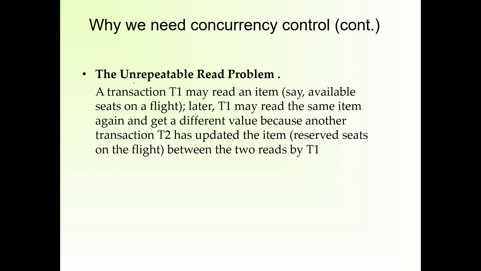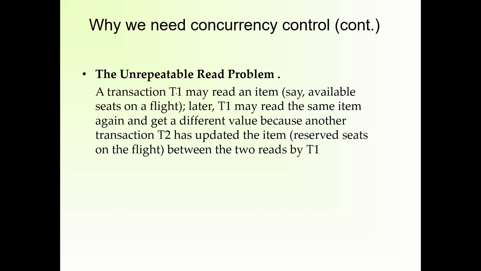Next is the unrepeatable read problem. One more problem comes up, and to prevent it we have to go for concurrency control. A transaction T1 may read an item. Later T1 may read the same item again and get a different value because another transaction T2 has updated the item between the two reads by T1.